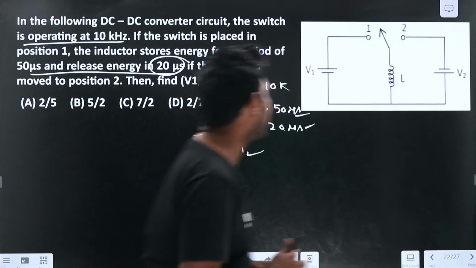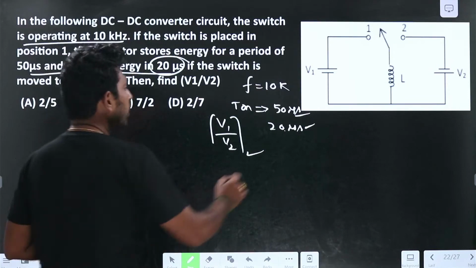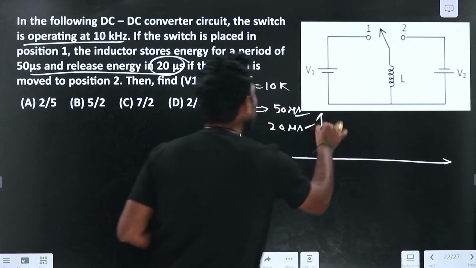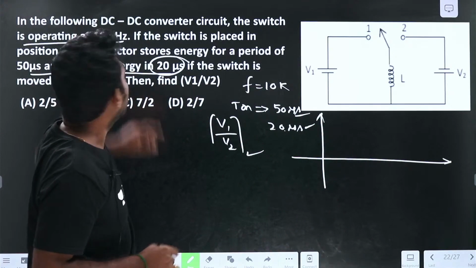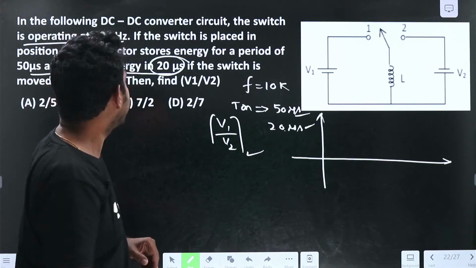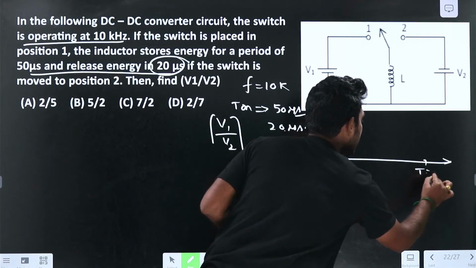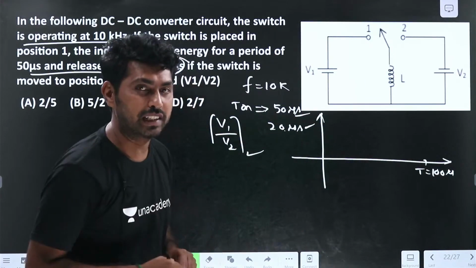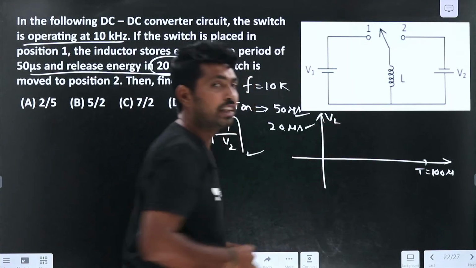So how have we told that it is operating in the discontinuous conduction mode? Let us see. What is the total time period here? The total time period is 1 by 10 kHz, which is equal to 100 microseconds. Let me draw the VL waveform for this.